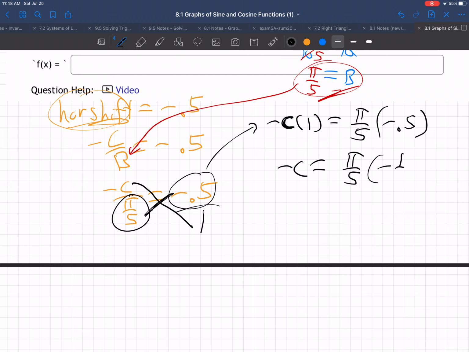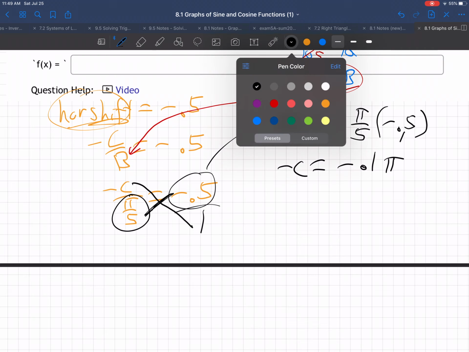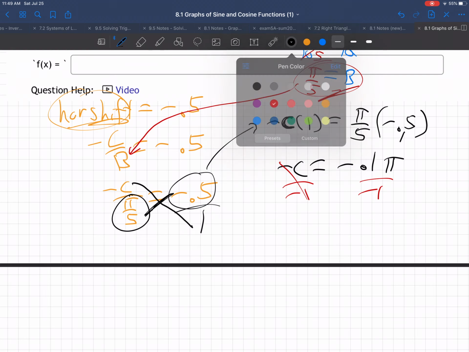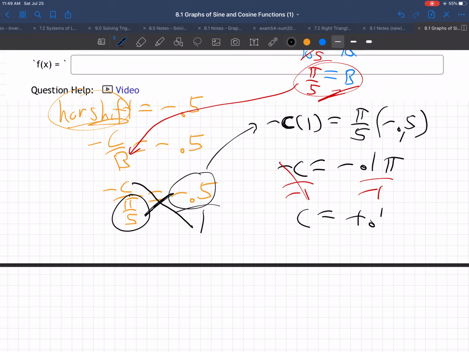Now, negative 0.5, that's negative a half. I'll just make that a fraction since I'm dealing with fractions. It doesn't matter. You can make it all a decimal. Maybe that'd be easier for you. So you multiply this. It'll be negative 0.1 pi. It's 1/10 or 0.1, same thing. Get rid of the negative on both sides, just multiply by negative 1. Positive 0.1 pi or 1/10 pi, whatever. Same thing either way. So positive 0.1 pi. We got C. We got it all.